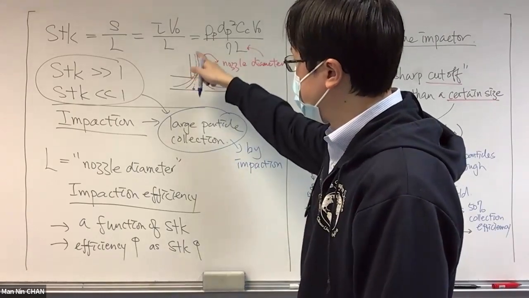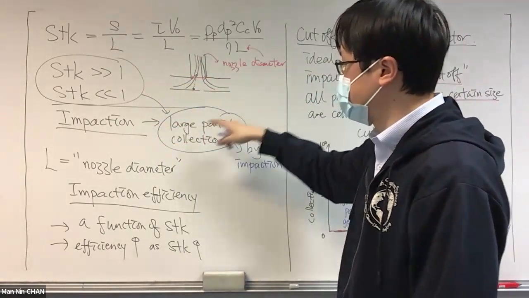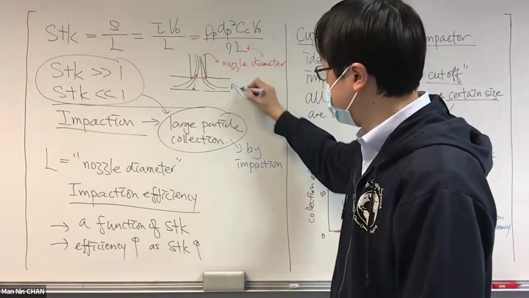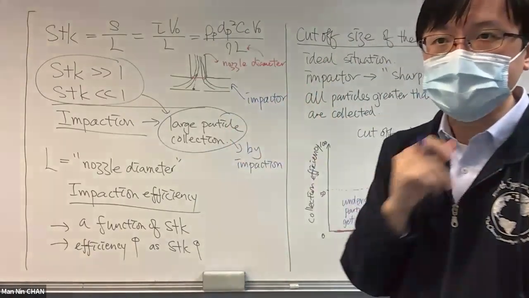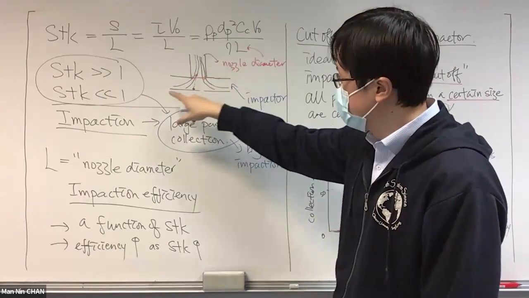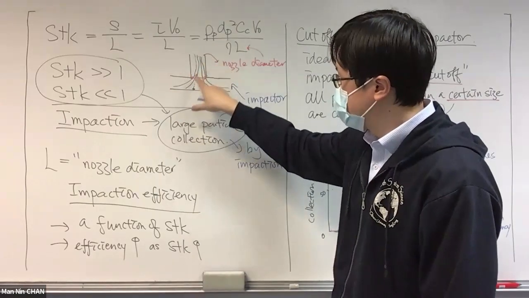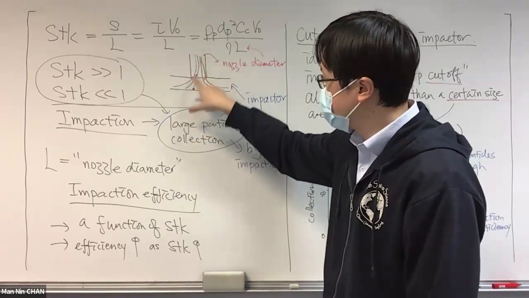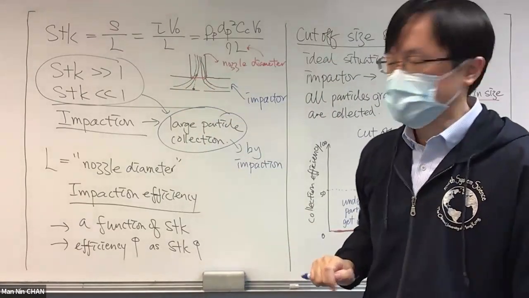And then, one of the devices that we always use to collect particles by impaction is, of course, the impactor. I think in the lecture notes, we show some of the instruments. Basically, it's a simple device with a nozzle, an impaction plate, and the streamline. Small particles can pass through, and larger particles can be collected by inertial impaction.